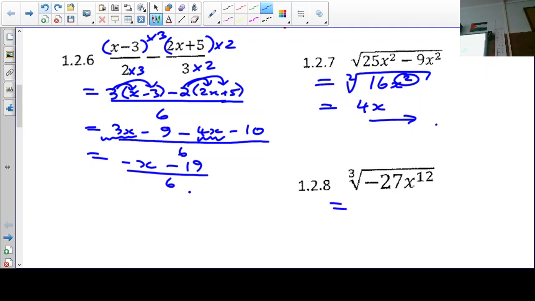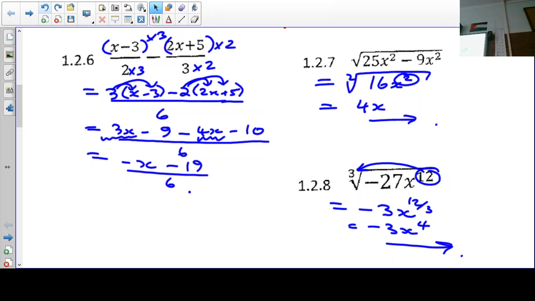What's the cube root of negative 27? Negative 3. Negative 3 times negative 3 is positive 9. Positive 9 times negative 3 is negative 27. That is why the cube root of negative 27 is negative 3. And it will be 12 over that root, so 12 divided by 3. What is 12 divided by 3? 4. Okay, any confusion here? No. Right, let's carry on.